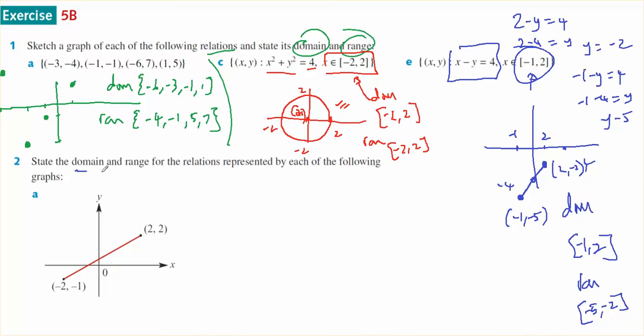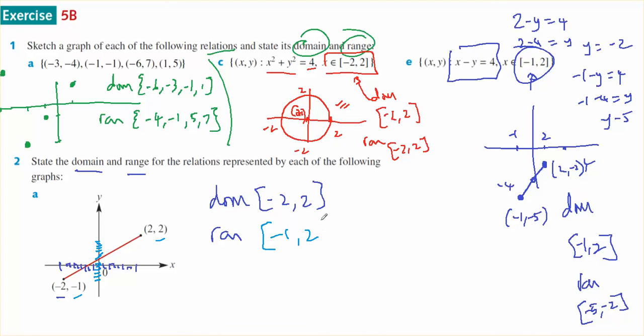Question 2, state the domain and range for what's presented. Okay, the domain will be all of the x values used, and that's all the x values that are used in this particular case. I'm going from -2 through to 2, enclosed circles, therefore square brackets. And the range, I am using all the y values from -1 all the way up to 2, so -1 through to 2, and again square brackets on each.